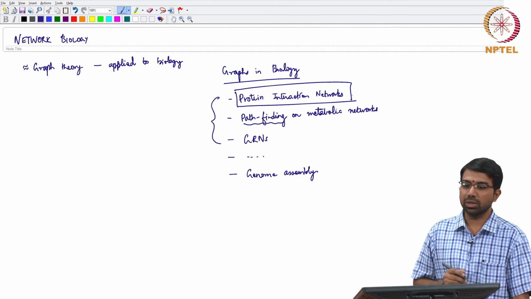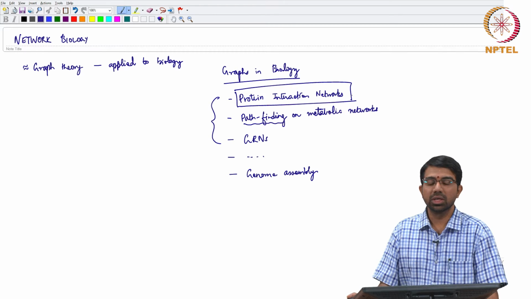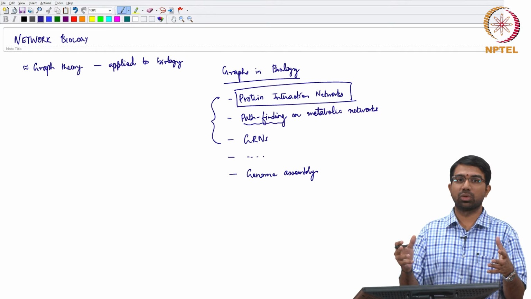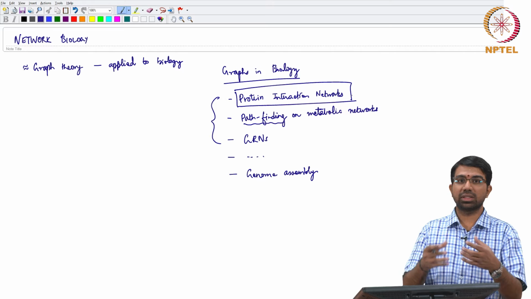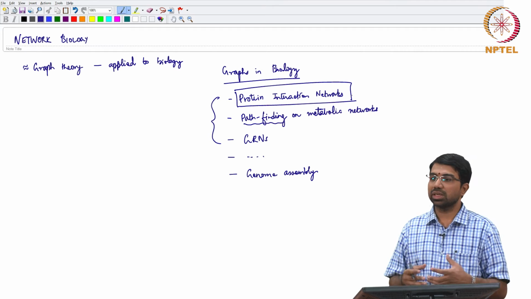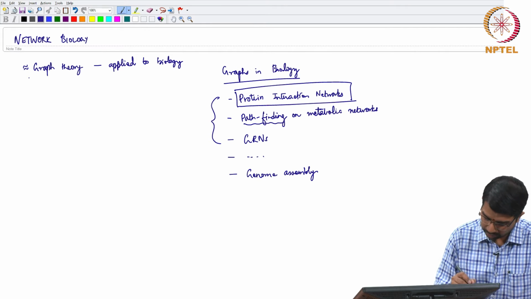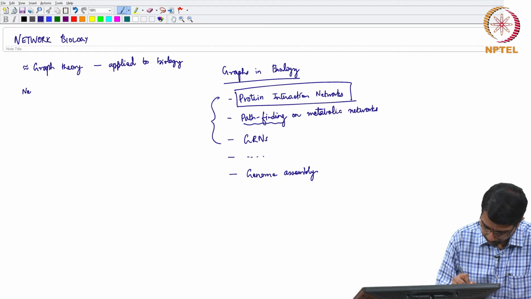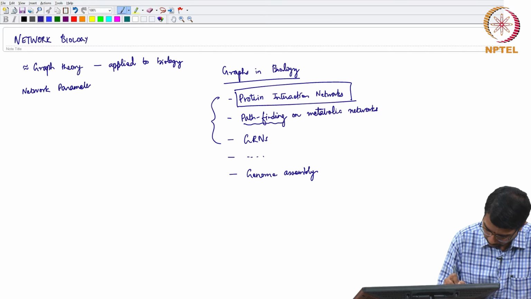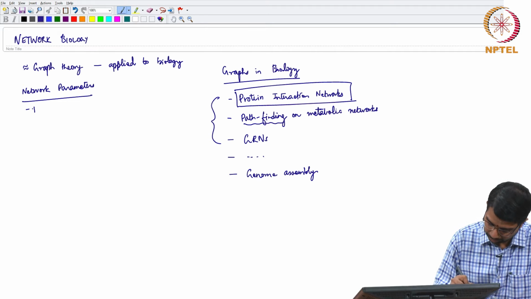A protein interaction network, what can we find from a protein interaction network? You can study various network properties. You can look at what is the average separation between two nodes in a network, what is the maximum separation between two nodes in a network, is the network very clustered, does it have a particular kind of degree distribution and so on, right. So, we then went and studied several important network parameters and network properties.